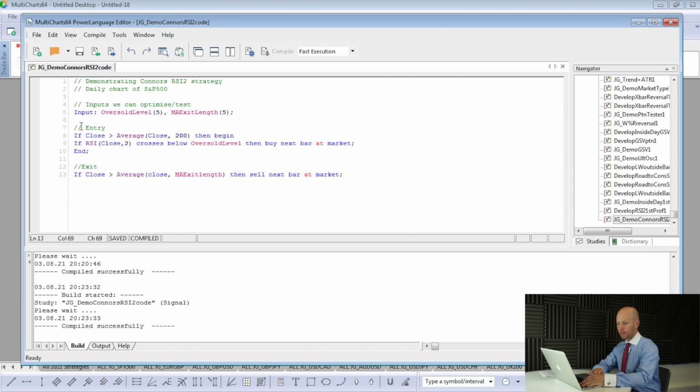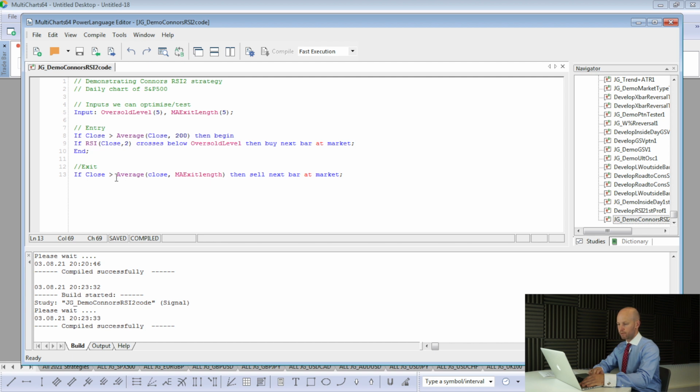So if you remember, again, we've got a comment here, entry, a comment here for the exit. If the close is above the moving average 200, then begin. If RSI close 2 period RSI crosses below. Now, this is where we're using the level of 5. However, I've used it as an input, and at the moment, oversold level is what I've called it, and oversold level is equal to 5 at the moment. We can adjust that once we're in the chart or in the strategy. Then buy next bar at market, end.